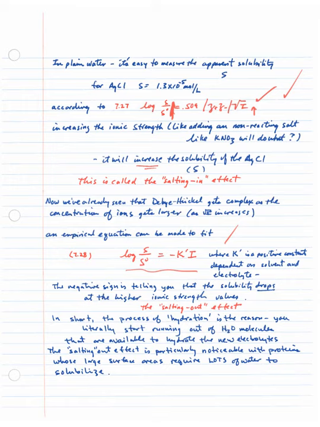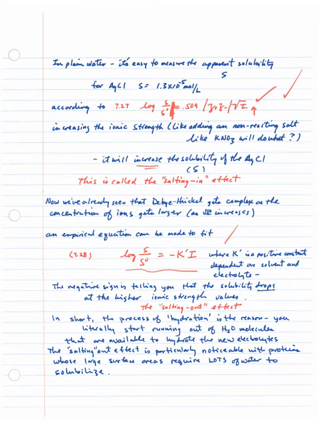Take the time to look back at the Debye-Huckel curve, and you'll see that the deviation from the straight lines is turning those lines upwards. This negative sign is telling you that at high ionic strengths you can have a so-called salting out effect. In short, the process of hydration is the reason. You literally start running out of water molecules that are available to hydrate the new electrolyte. As you're putting in your salt, if there are a lot of ions already in that solution, you literally run out of hydrating water molecules.